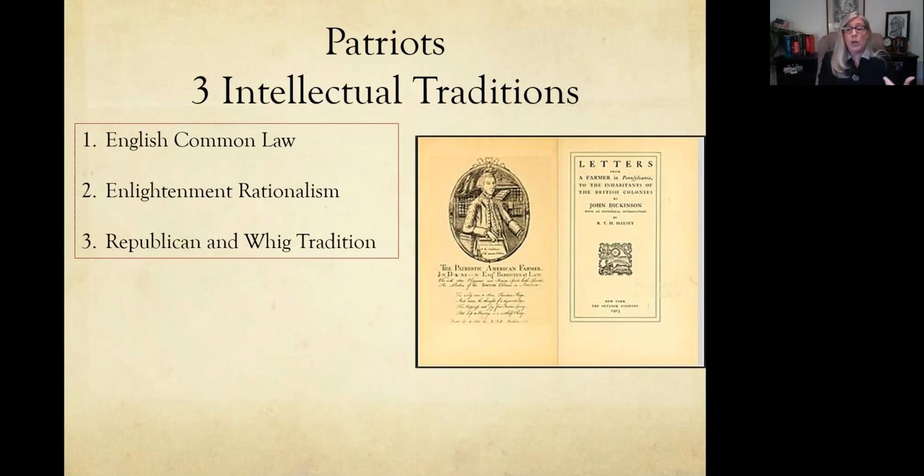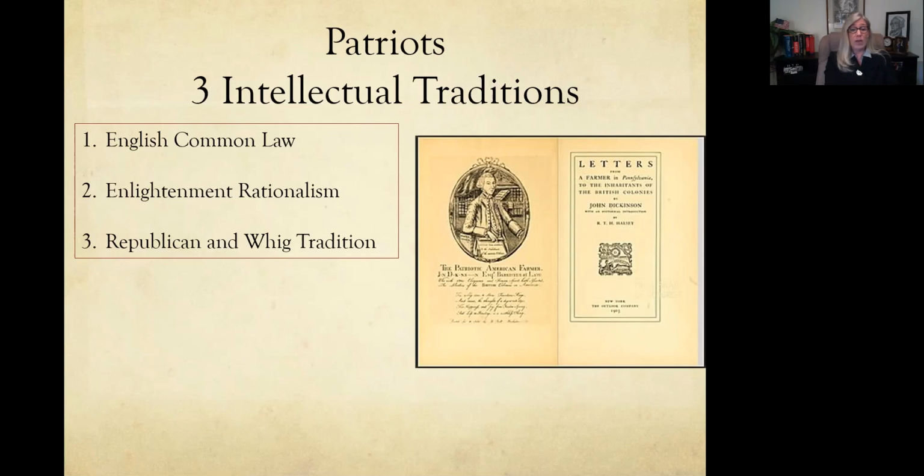The Enlightenment, we're going to talk about some of those enlightened thinkers here in just a second. John Locke being one of the main ones. And then also this Republican and Whig tradition that within England, we had already seen these individuals rise up in opposition to leaders who were tyrants.